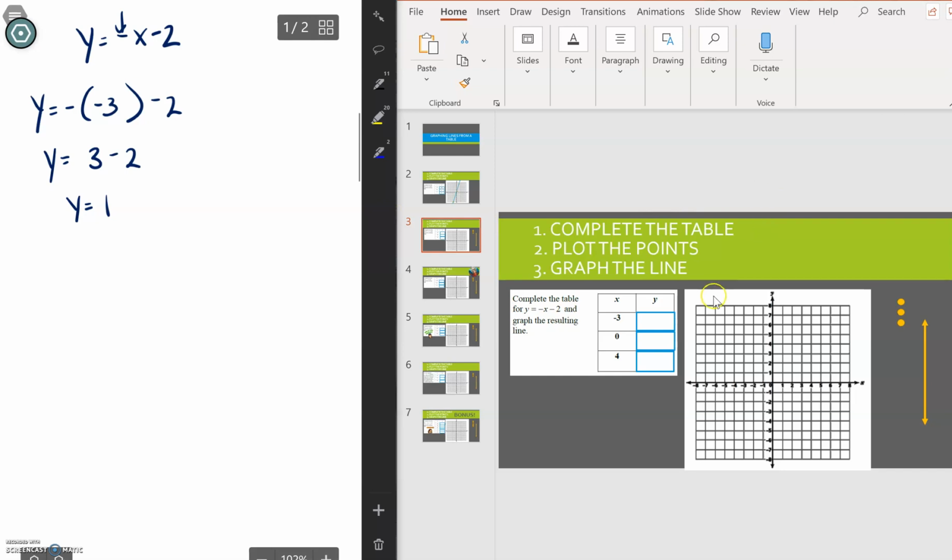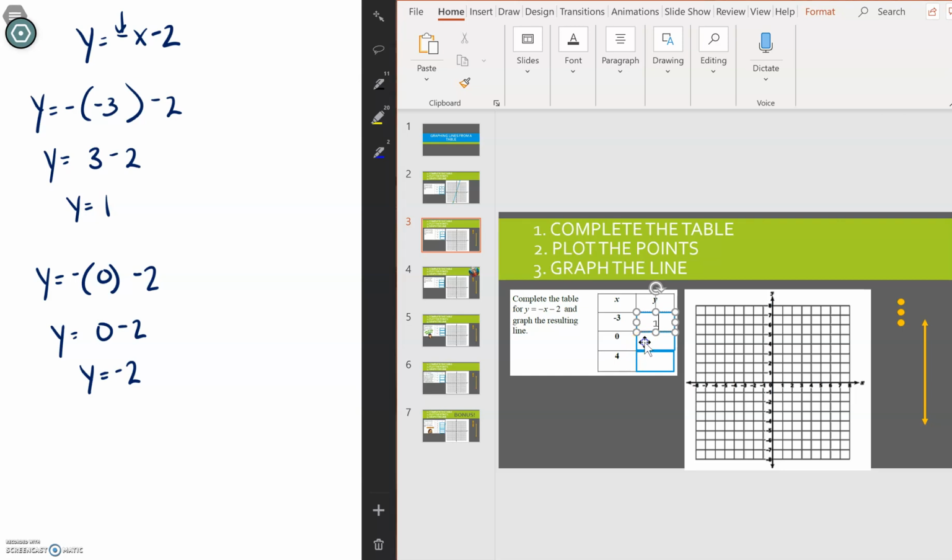So you come over to your PowerPoint, make sure you get that box selected, and our y value is positive 1. The second x value that we need to evaluate this equation at is 0. So we have y equals negative, substitute our 0 in, minus 2. Well, negative times 0 is just 0 minus 2, and our y value is negative 2. So select that box, type in negative 2.